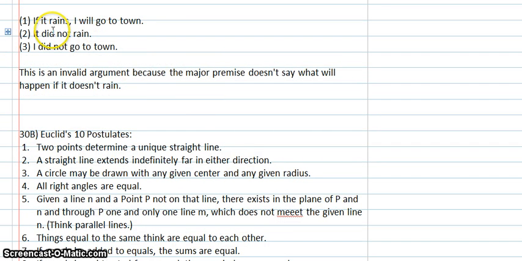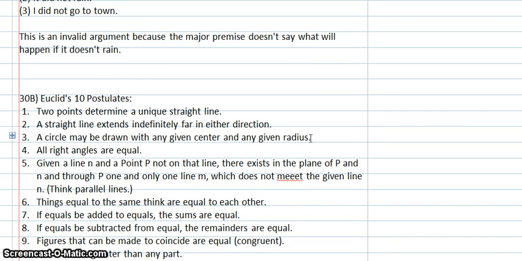Okay. And another example here, our major premise: if it rains, I will go to town. And our minor premise: it did not rain. And our conclusion: I did not go to town. Now this is invalid because our major premise doesn't tell us what will happen if it does not rain. It just says, if it rains, I will go to town. It didn't say what would happen if it did not rain, so it is invalid.